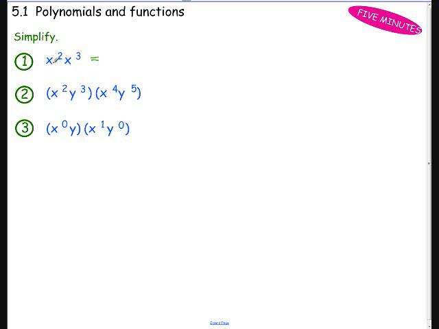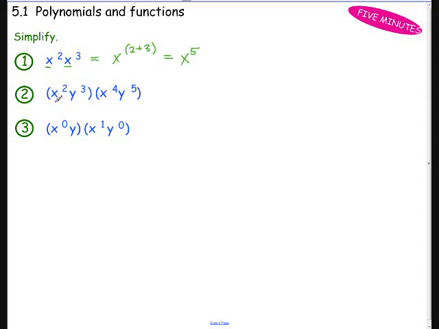We're going to review here for just a moment some work we did earlier on exponents. Here we have x squared times x to the third. Remember that when the base is exactly the same, then the exponents add. So that's equal to x to the fifth.